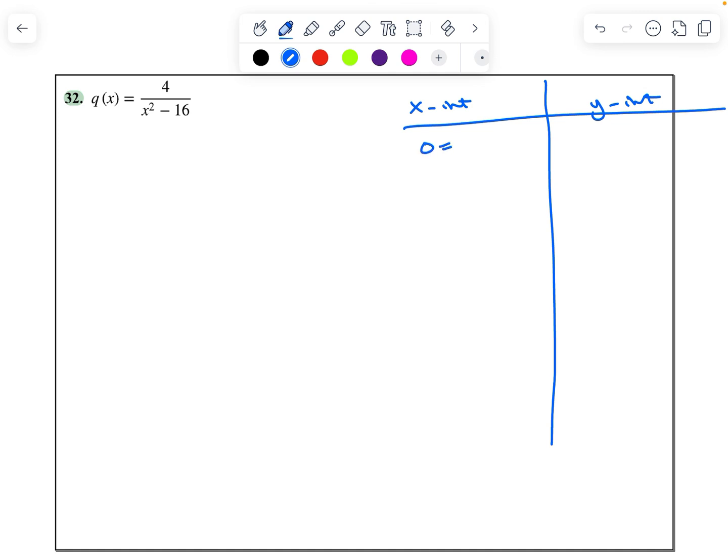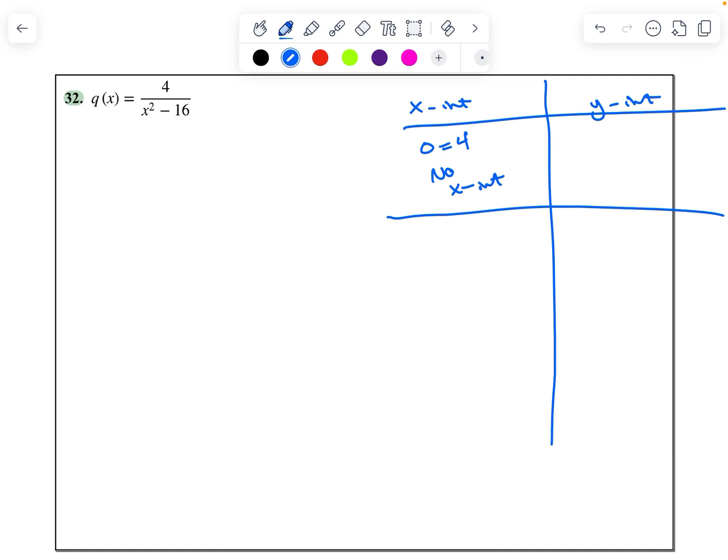X-intercepts. 0 equals 4. There's no way to do that. No x-intercepts. There's no way to make the top 0. For x-intercepts, what you're essentially doing is trying to make the top 0, right? Where for vertical asymptotes, you're trying to make the bottom 0. For x-intercepts, you're trying to make the top 0.